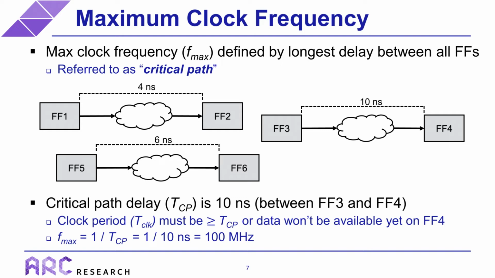Now, it is critically important to remember that despite the fact that the other flip-flop pairs can run faster than 100 megahertz, we need to clock the entire design based on the critical path. Now, there are advanced methods for using multiple clock domains to get around this, but that is well outside the scope of this presentation, where we will focus on a single clock domain.